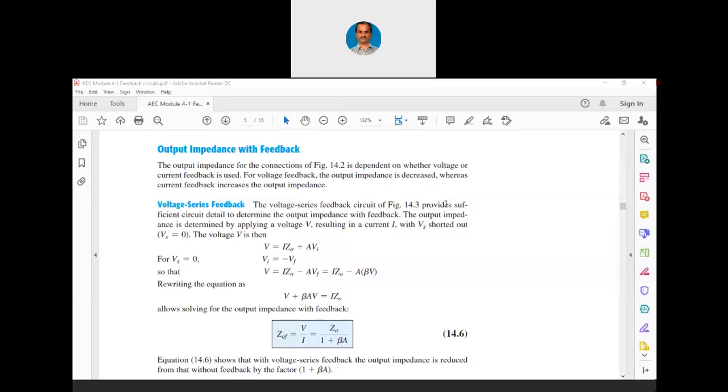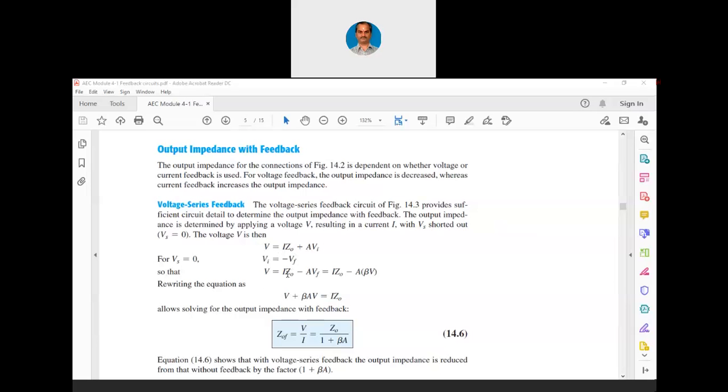Now, the voltage series feedback provides sufficient circuit detail to determine the output impedance with feedback. The output impedance is determined by applying a voltage V, resulting in a current I with Vs shorted out as per Thevenin's theorem. Now, the voltage V is I into Z0 plus A into Vi. Now, for Vs equals 0, Vi is minus of Vf. When we apply Thevenin's theorem at the input, Vi is equal to minus Vf.